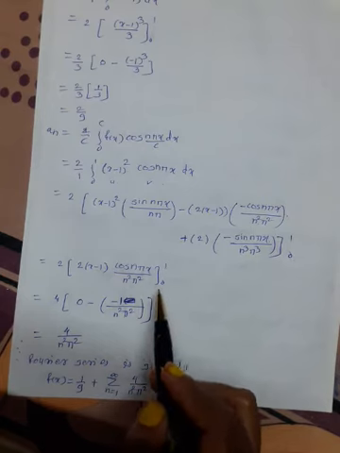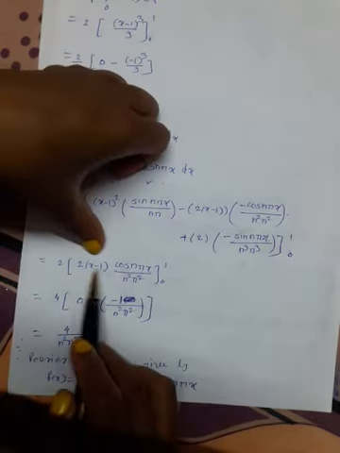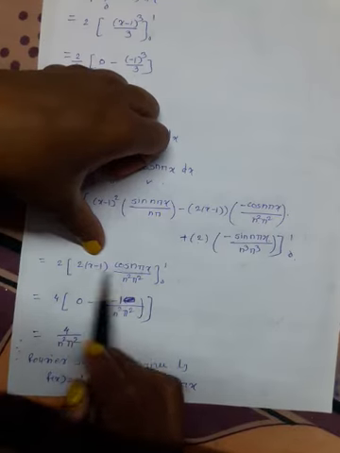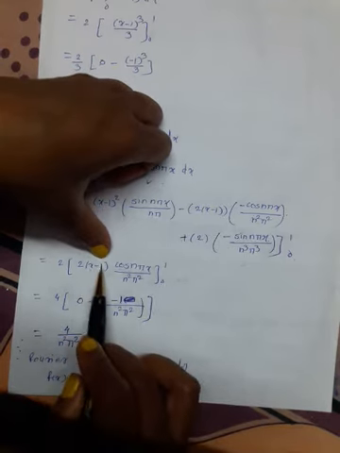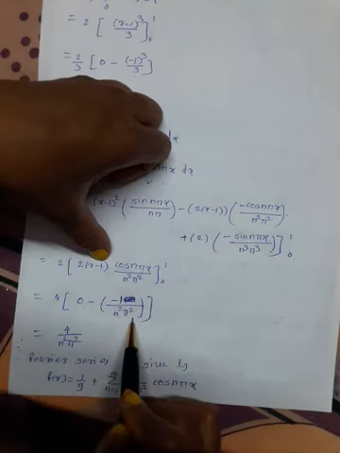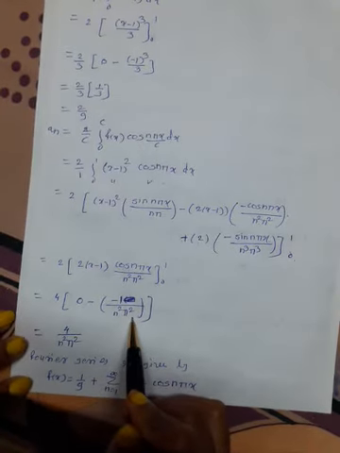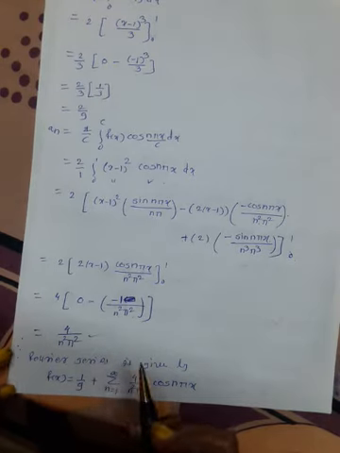Limit 0 to 1. Now take this 2 outside and put the limits. If you put 1 here, 1 minus 1 is 0, so the upper limit becomes 0 into anything is 0, minus the lower limit. Put the bracket 0 in x, it becomes minus 1, cos of 0 is 1, divided by n square pi square. Okay, now again minus minus plus 4 upon n square pi square is the answer for an.